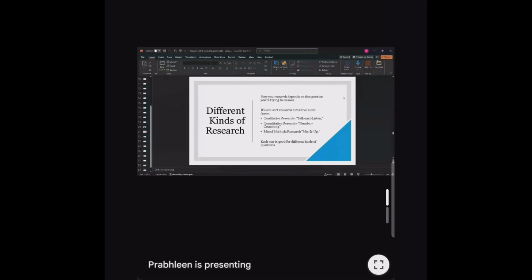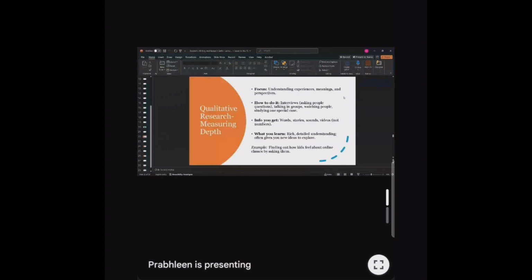And then we have something called mixed method research. You'll basically use both qualitative and quantitative research together to answer the question. So there are basically three research types: qualitative, quantitative, and mixed method, based on what kind of answer you're looking for and what kind of research you're looking for.